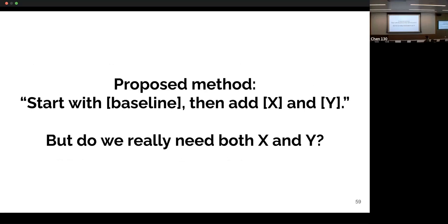So we have a method, we started with a baseline, then we add the x, and then we add the y, but do we really need both x and y? Part of why we need to do these ablation studies we were talking about yesterday is that we're sort of brute forcing our way till we get a good performance metric, or trying a bunch of stuff, not really being principled about it. Then we got to something good, and now we need to backtrack and ask, how does it do without this part of the system?